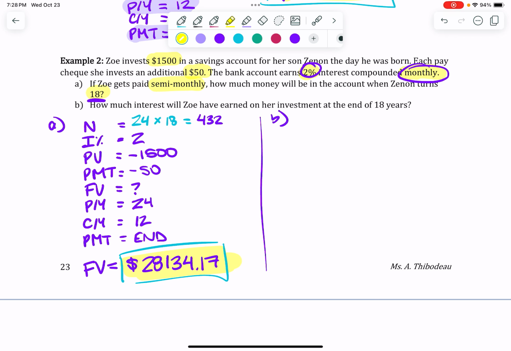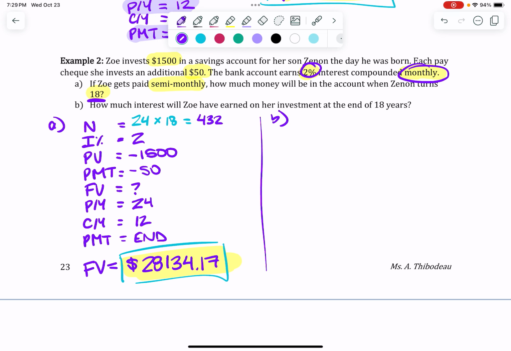Part A is not really new, not really different from the previous question, but part B we haven't really seen before. And that's asking how much interest will Zoe have earned on her investment at the end of 18 years. Now, this is talking about interest in dollars, not the interest rate.